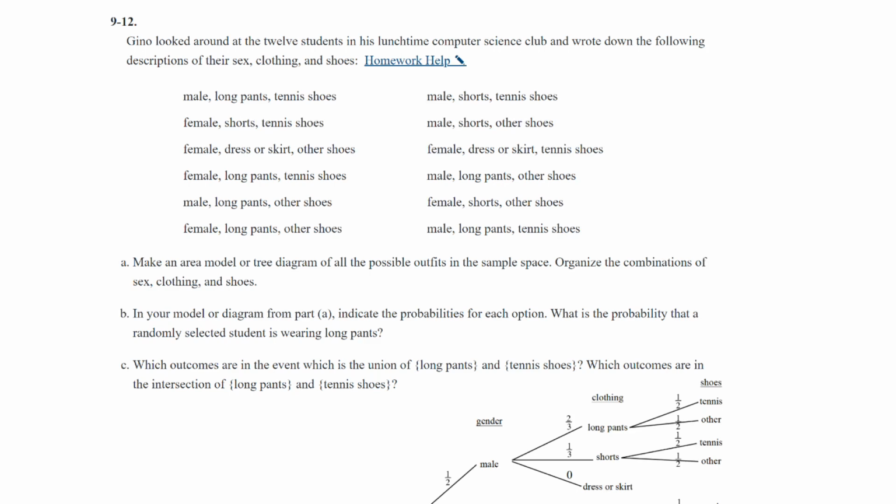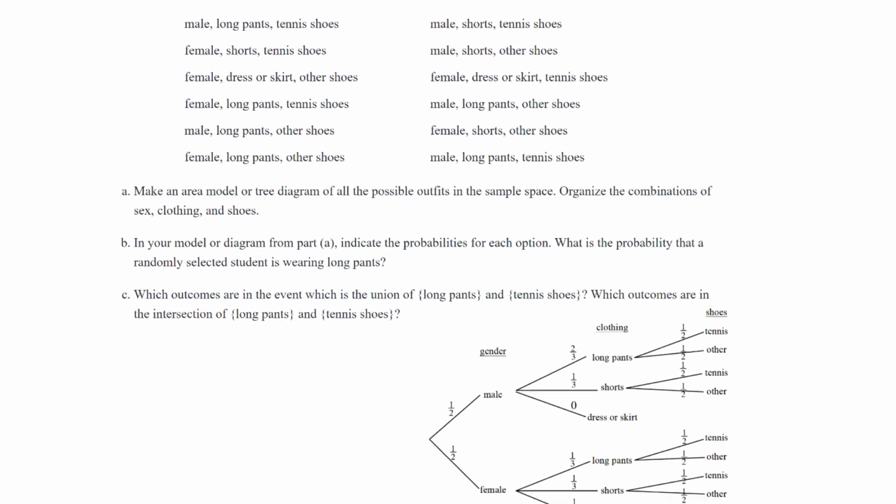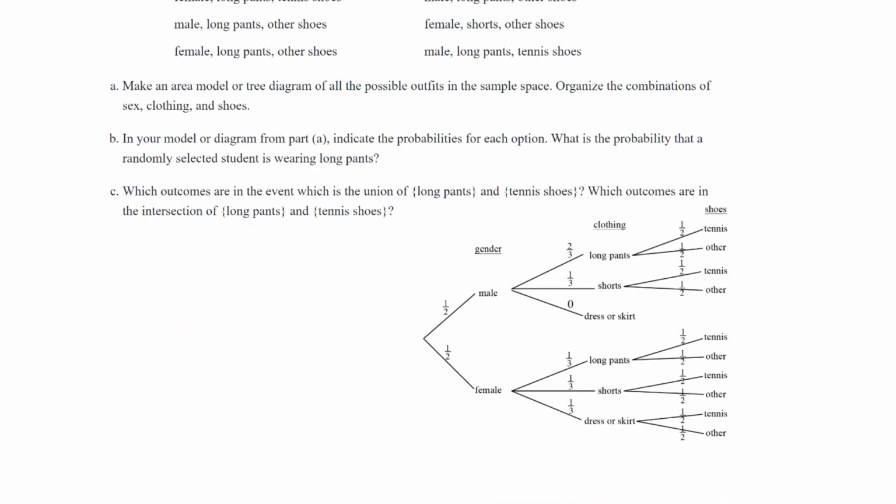Part A wants us to make an area model or tree diagram for all the possible outfits in the sample space and organize the combinations of sex, clothing, and shoes. We can't do an area model because there are more than 2 events occurring, so I just went ahead and copied the tree diagram so I don't have to write all that out. But there's the tree diagram for the possible outfits.